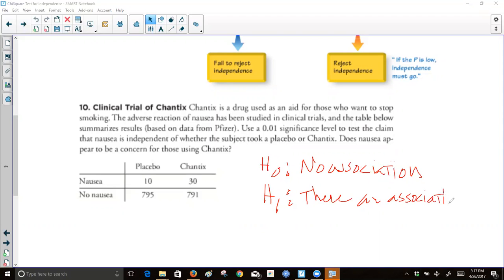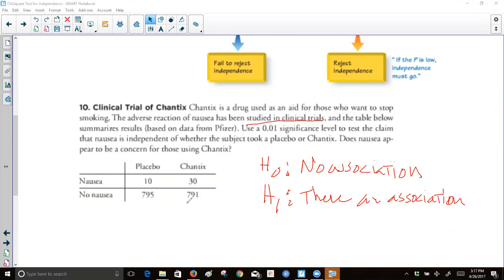Okay. Now, a couple of things we're going to worry about. We're going to ask ourselves, is this a random sample? Well, let's see. This is studied in clinical trials. They don't tell us that this is a random sample, but if it's a clinical trial, they usually use random sampling, random assignment to treatments. So we're assuming there's a random sample.